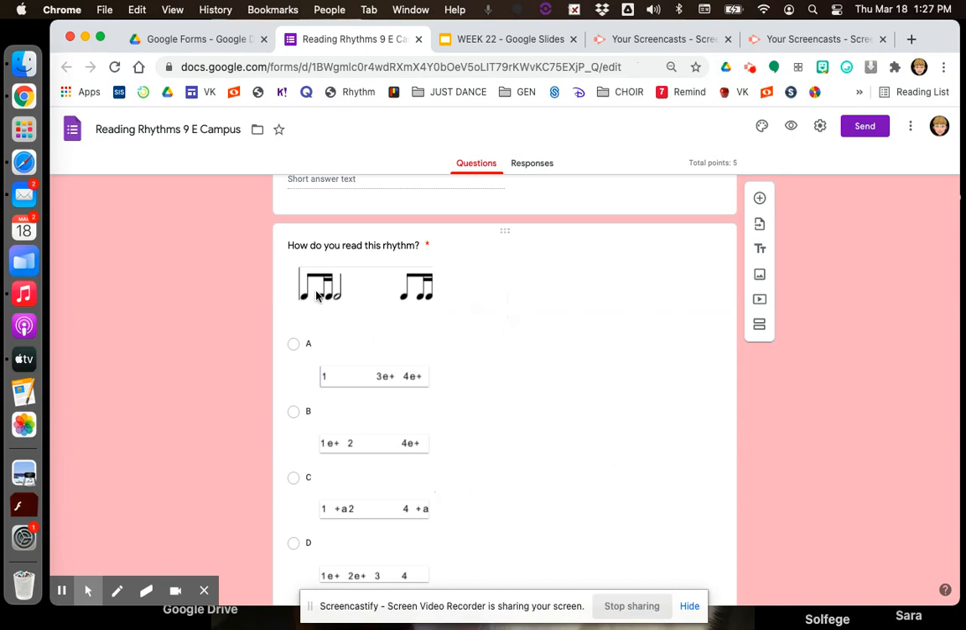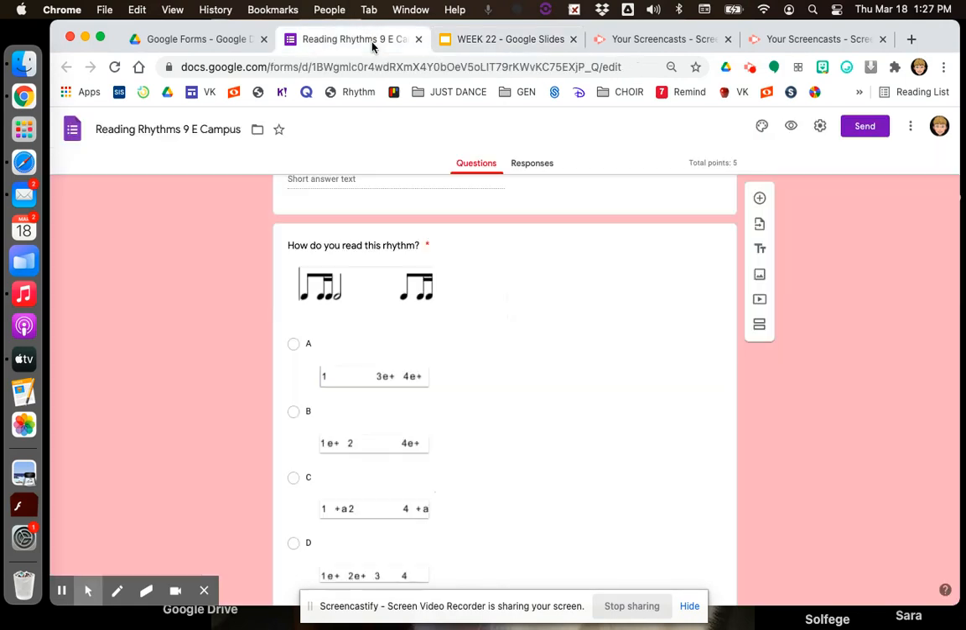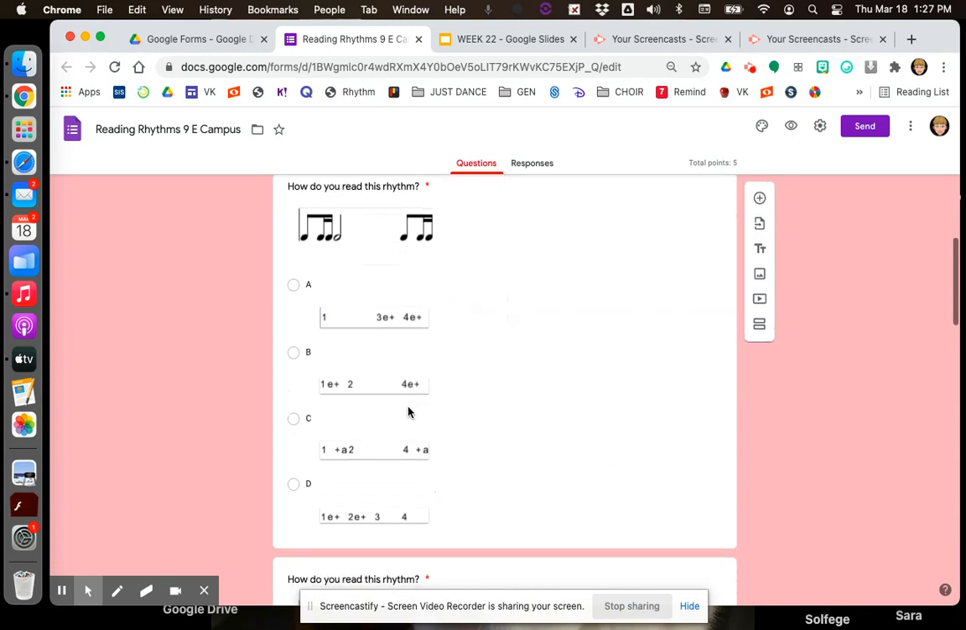So you'll be going along and you go, well, I know that this is 2 and this is either 4 and or 4 and a. And again, look at that cheat sheet. Happens to be 4 and a. So you'll look and you'll say, okay, well, it's either B or C. The tricky part is deciding, is it a 1 and a or a 1 and? Is it a 4 and a or a 4 and?